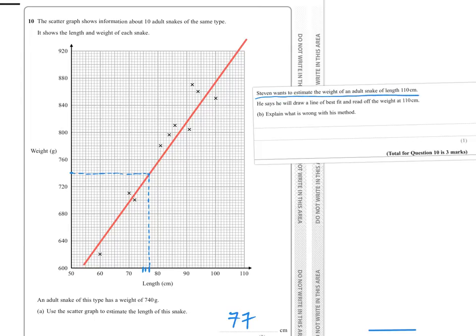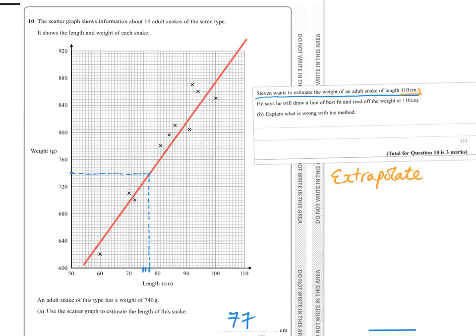Then the next part says Stephen wants to estimate the weight of an adult snake of length 110 centimetres. He says he will draw a line of best fit and read off the weight at 110. Explain what is wrong with his method. Well, what's wrong with this? I don't know if you've heard this word before. Extrapolate.